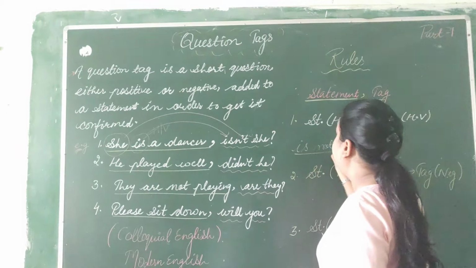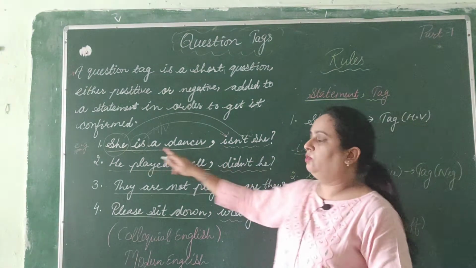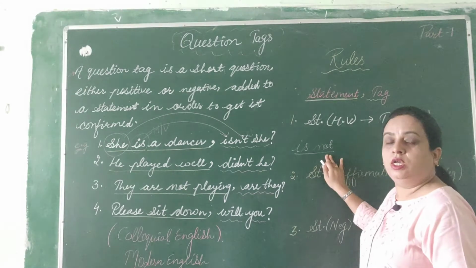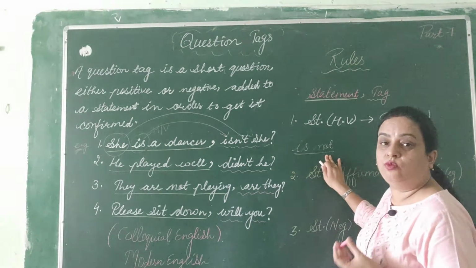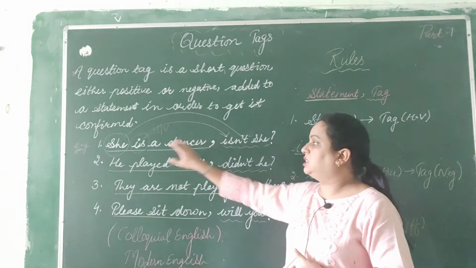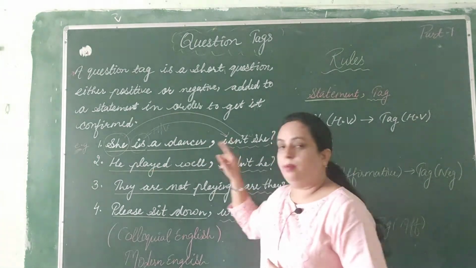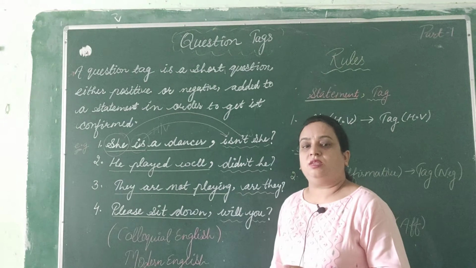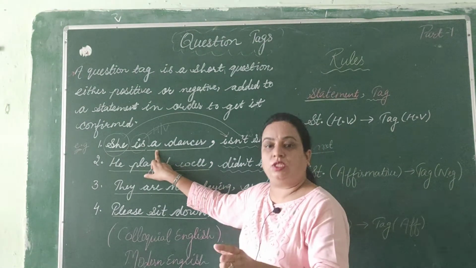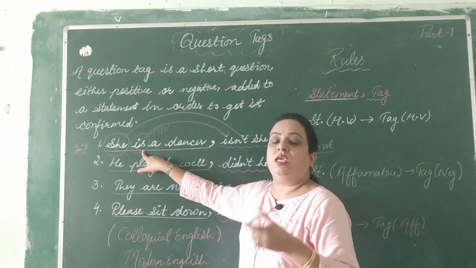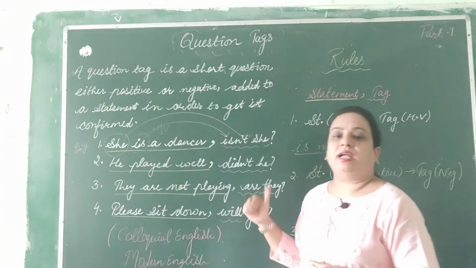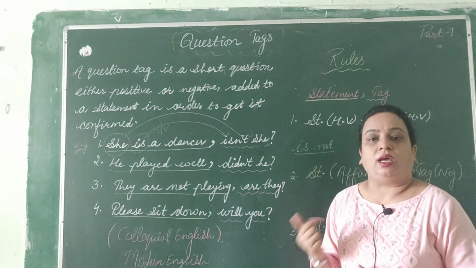So what is the additional change here? That helping verb here was "is", but I have added here "not". So what is this and why did I do this? This is actually the rule: if the statement is having a helping verb which is positive, or you may say if the statement is positive, the question tag added to that will be negative, right?